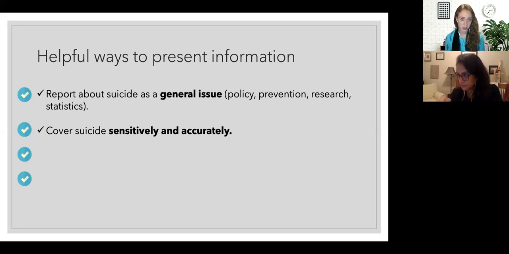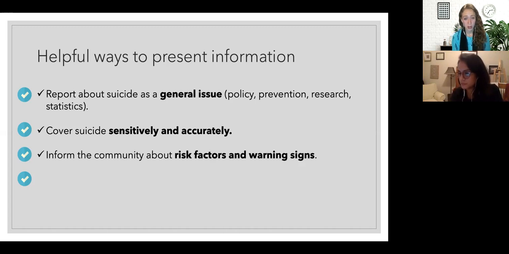There are lots of areas of public interest that can be talked about there. Covering suicide sensitively and accurately can also help to challenge some myths or wrong ideas that people have. It can help increase awareness and encourage discussion and prevention activities. It's also helpful to inform the community about risk factors and warning signs, including the importance of taking suicidal thoughts seriously. This is something we'll talk about in another slide about risk factors and what those are.